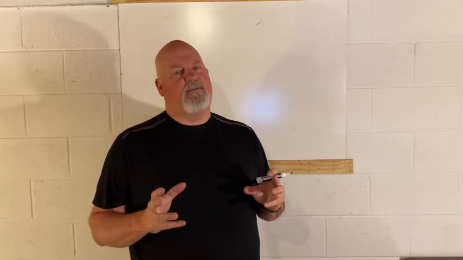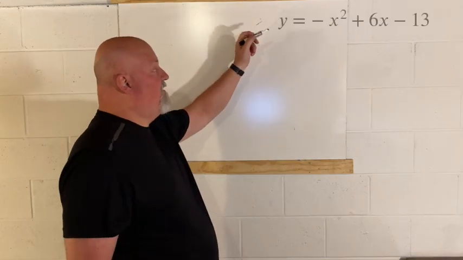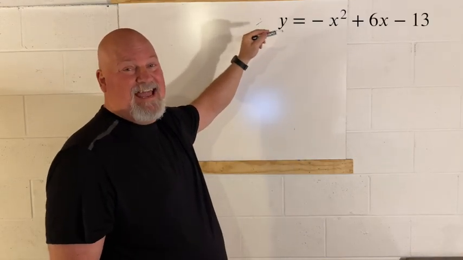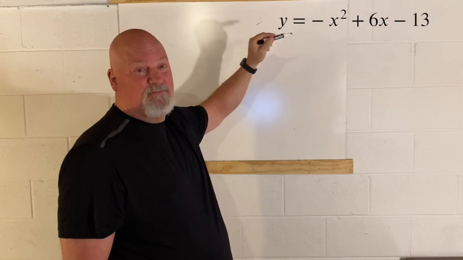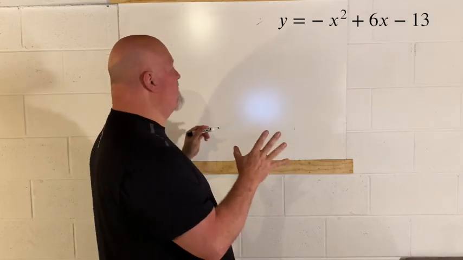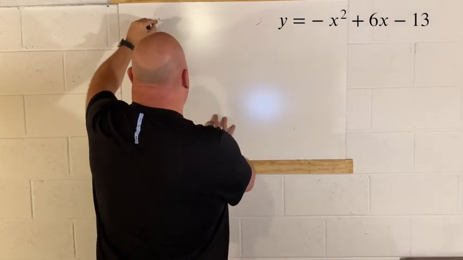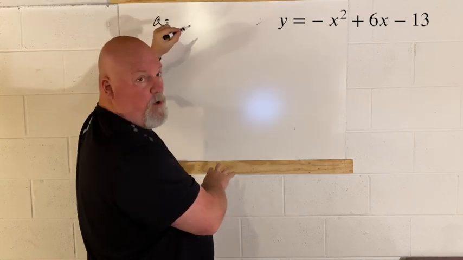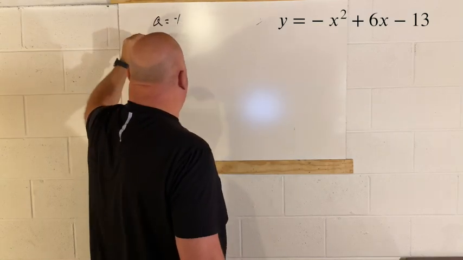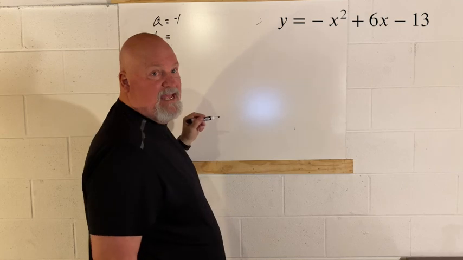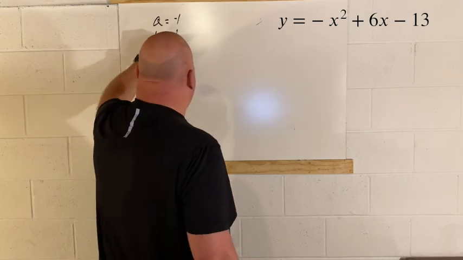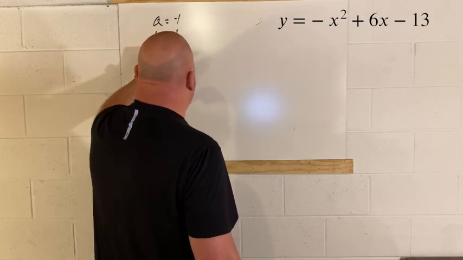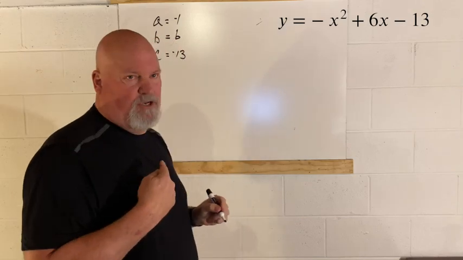Okay, let's talk a little bit about what a, b, and c do with a parabola. If we have this function right here, y equals negative x squared plus 6x minus 13, we can say that a is negative 1, b is 6, and c is negative 13. So let's see what those do.